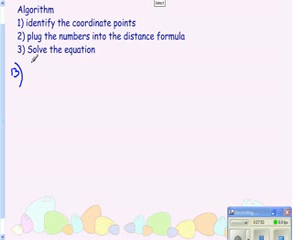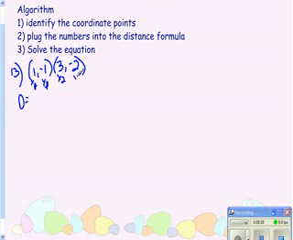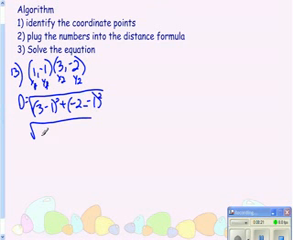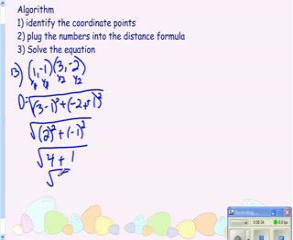Number 13. 1, negative 1, and 3, negative 2. x1, y1, x2, y2. x2 is 3 minus x1 is 1 squared plus y2 is negative 2 minus y1 is negative 1 squared. 3 minus 1 should give you 2. Negative 2 plus 1 should give me negative 1 squared. That's 4, that's 1. Square root of 5, we should know isn't going to go anywhere, so distance equals the square root of 5.